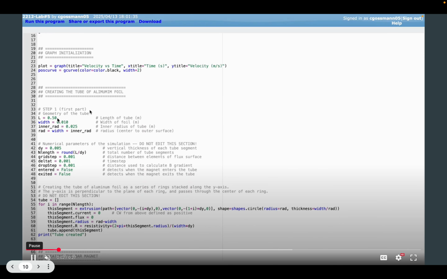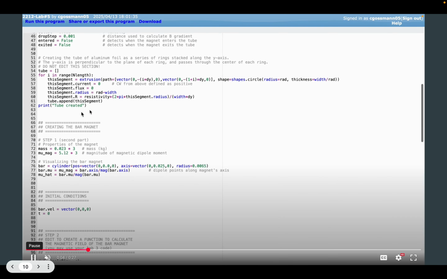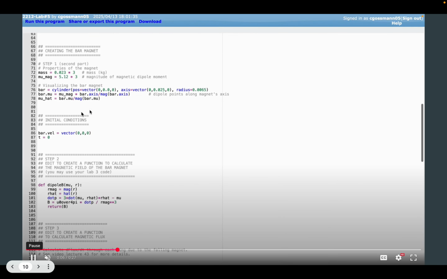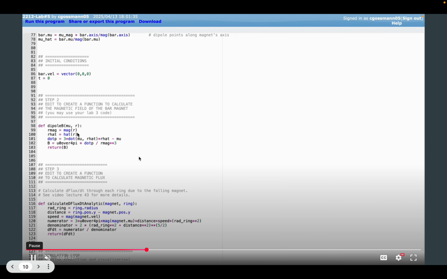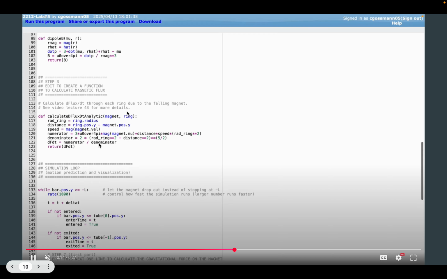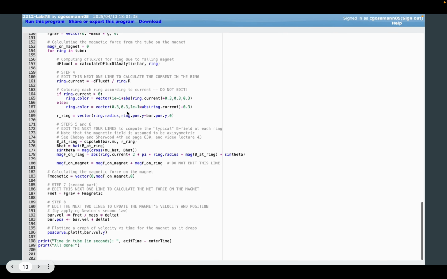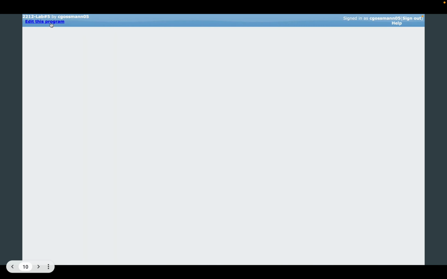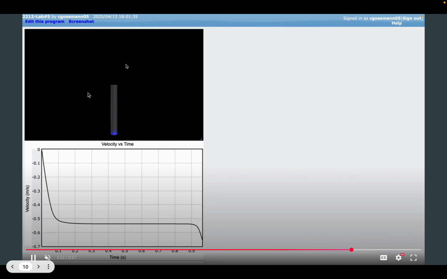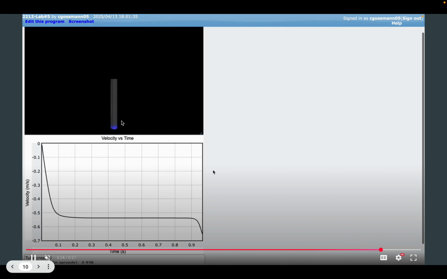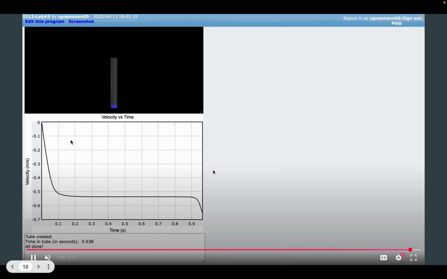As you can see, here are all the variables such as the length. Now we have the formula to calculate the magnetic field from a dipole, and here we did a formula to calculate the dFlux at each point in the tube. And now, as you can see here, the magnet was falling and the velocity remained constant, which meant that it was slowing down.